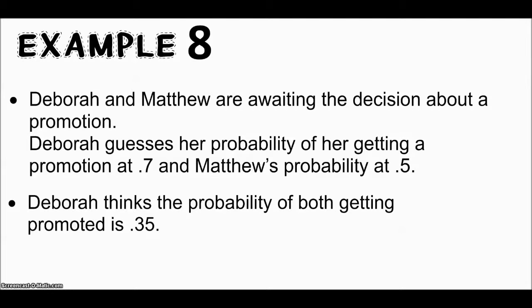Alright, so let's look at our last example. Deborah and Matthew are awaiting a decision about a promotion. Deborah guesses that her probability of getting a promotion is 0.7, while Matthew's probability is 0.5. Deborah thinks the probability of them both getting promoted is 0.35.